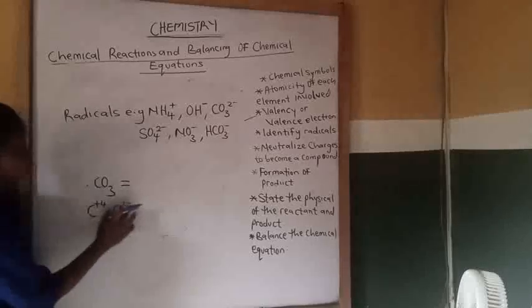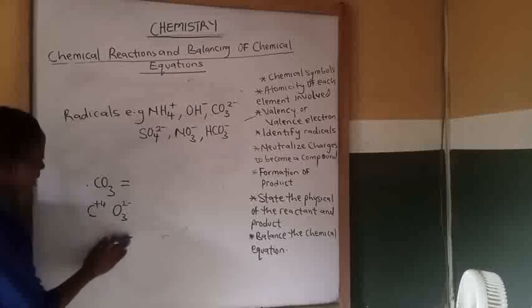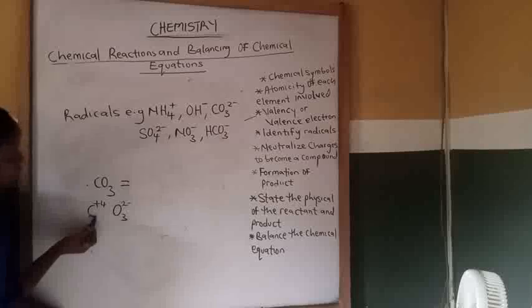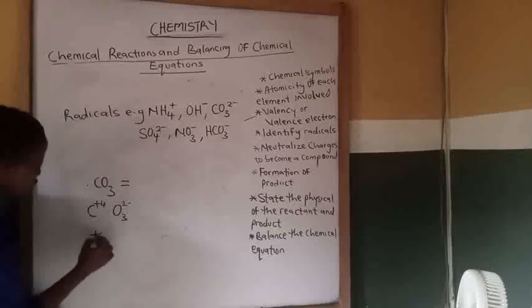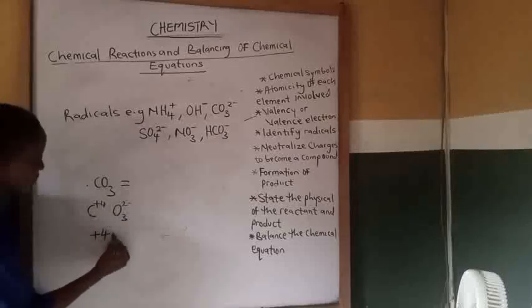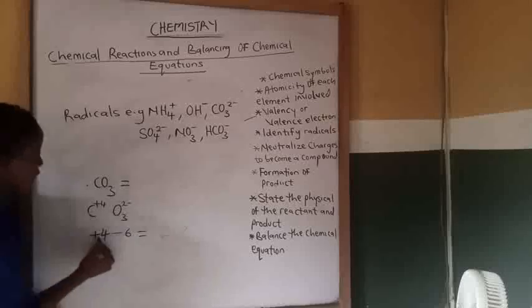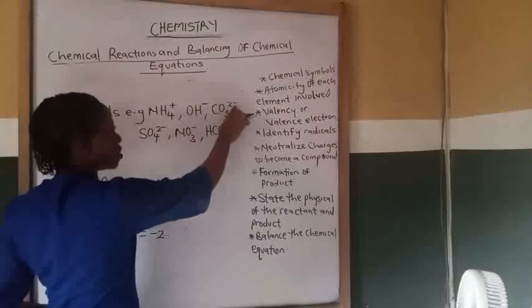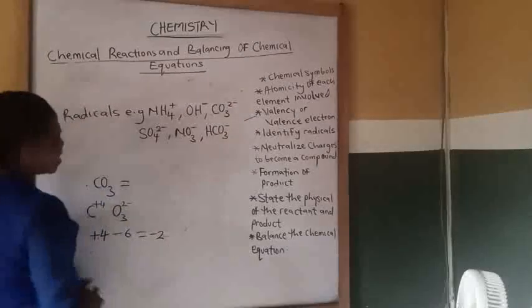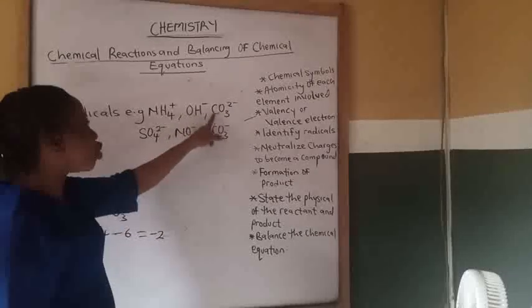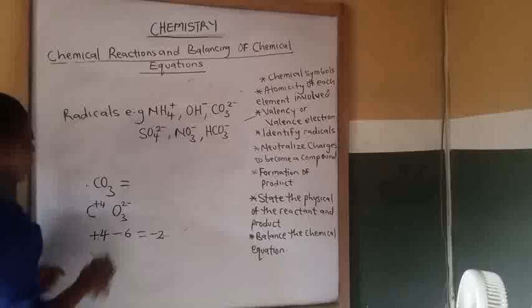So now let's combine the two charges together. We have 1 carbon, so 1 times +4 will give us +4. Then oxygen is 2 minus, -2 times 3 will give me -6. So +4 minus 6 will give me -2. So that is how they derive 2 minus. This CO3 is called trioxocarbonate IV.